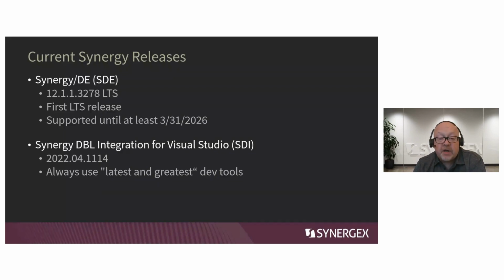And of course, we have the current SDI release, so the Visual Studio tools. The current version there is 2022-04 and the build number 1114. And we've had several this year. I think we're up to about 4 SDI releases this year so far, each one of them addressing quality issues and adding new features as we go. As always, we recommend that all Synergy developers use Visual Studio and the SDI tools, and always use the latest and greatest version in conjunction with runtime version targeting, if necessary, to target those older deployment runtimes.